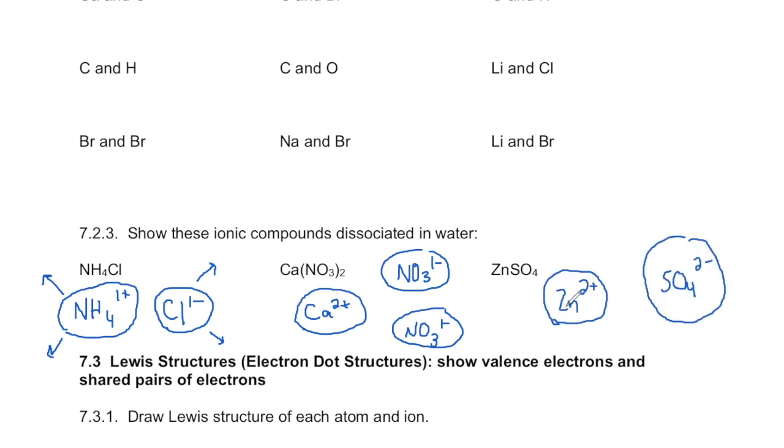And here we have zinc sulfate, and when you dissolve it in water, it separates into a zinc cation and a sulfate anion. But the sulfate anion does not dissociate into oxygen and sulfur because these are connected by covalent bonds.